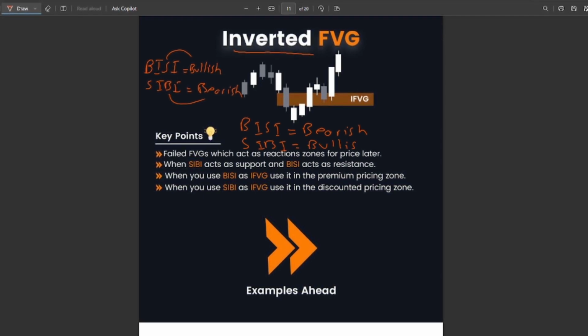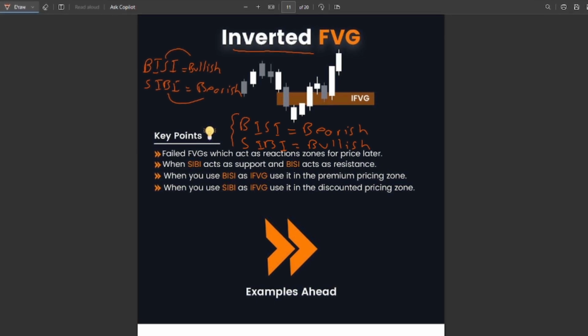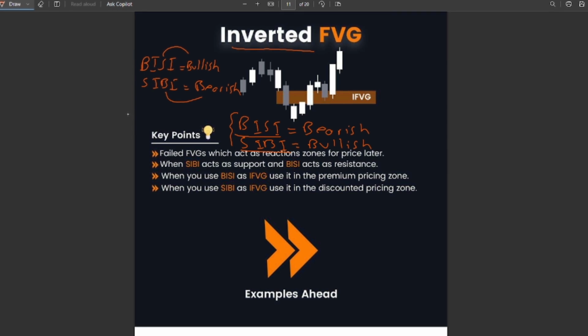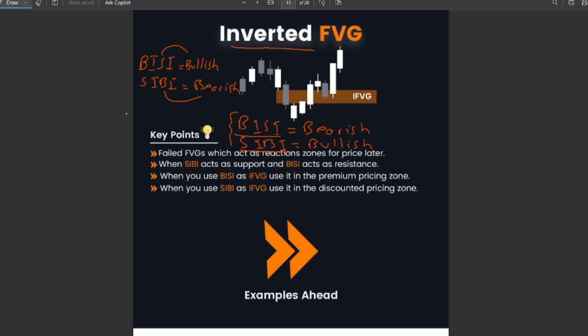Also, a thing to remember here is that you will use these inverted fair value gaps only in the premium and discounted levels. I hope everything is clear up till now, that in inverted fair value gaps the roles reverse. BISI becomes a bearish fair value gap and SIBI becomes a bullish fair value gap. So now let's see how we utilize it.